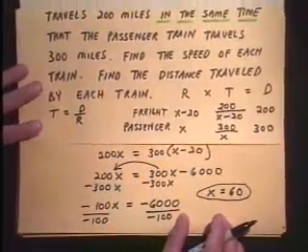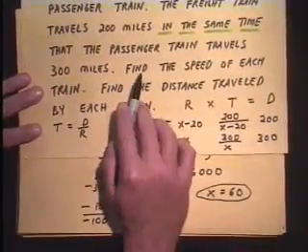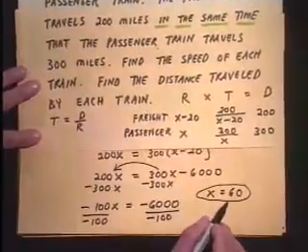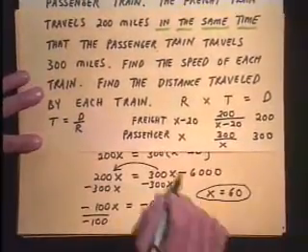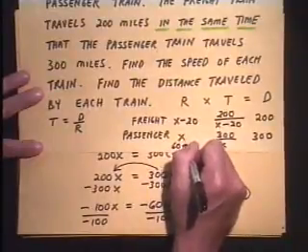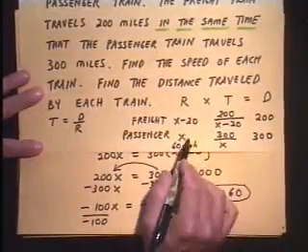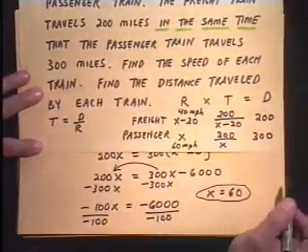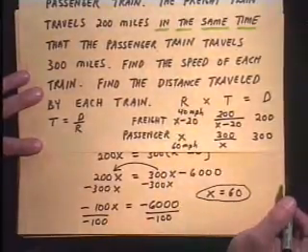Now let me look up here and see what the problem asked for. It said, find the speed of each train. So if we found x is 60, we can plug in and say the passenger train is going 60 miles per hour, and the freight train going slower would be 40 miles per hour. So we can just plug in for x and get the chart there.